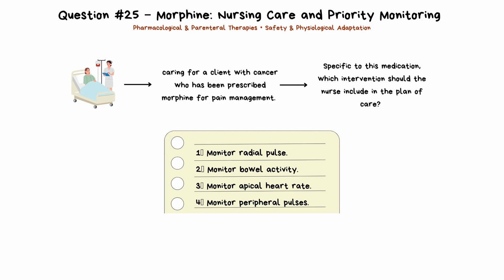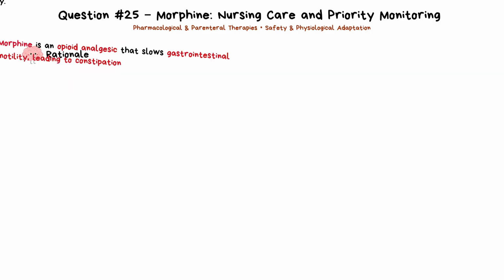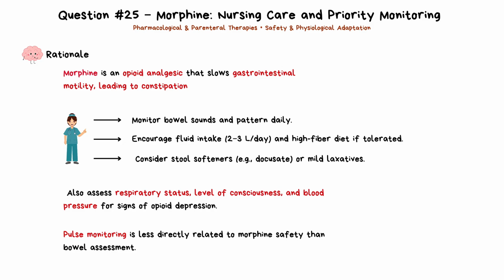The correct answer is option 2, monitor bowel activity. Here's why. Morphine decreases gastrointestinal motility, which quickly leads to constipation if not addressed. The nurse should monitor bowel sounds and patterns daily, encourage 2 to 3 liters of fluid per day if tolerated, and promote a high-fiber diet.